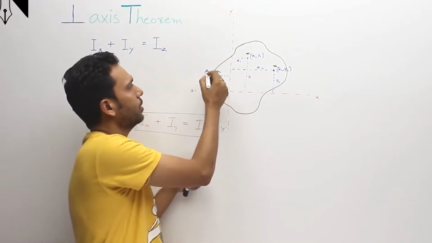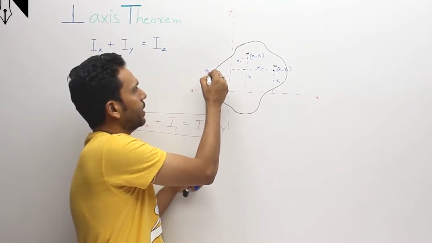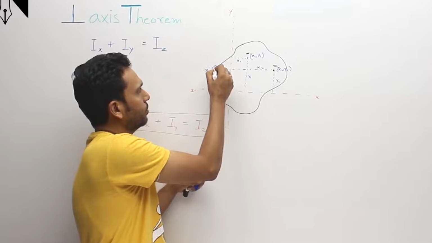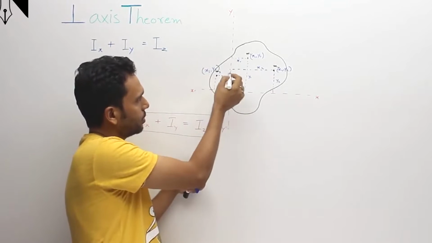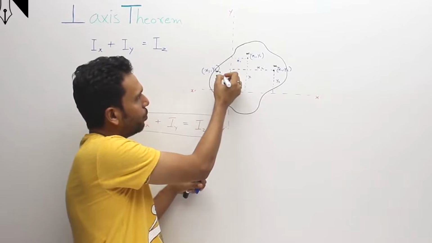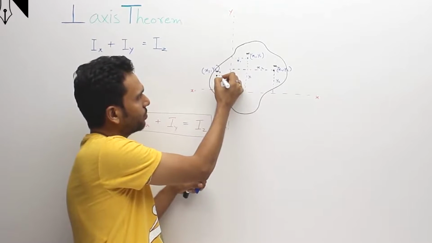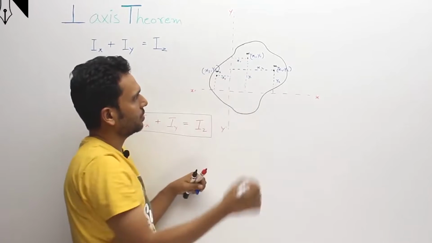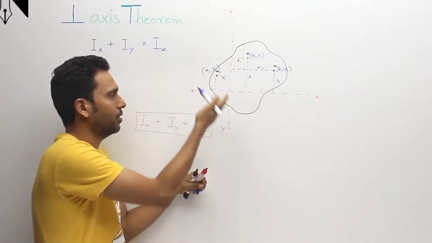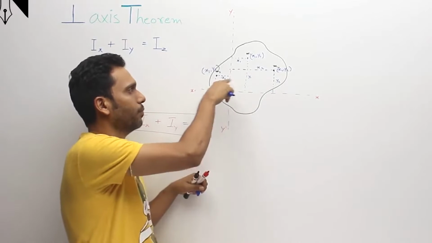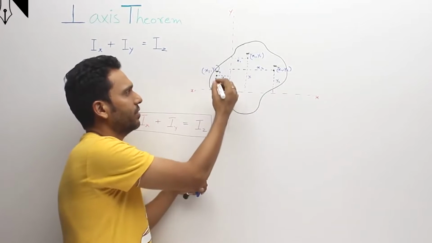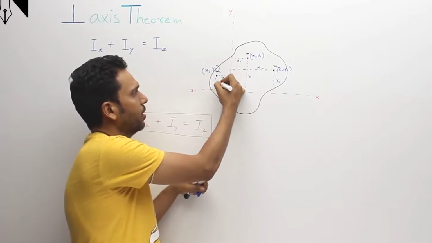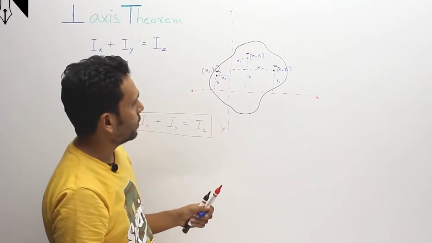Similarly, for this one the coordinate is say x3, y3. So x3 itself is a negative quantity. This distance would be minus of x3. The distance is the mod of the value. So x3 was negative, and minus of x3 is positive. You can call it x3 as such, it doesn't matter in this case at all. And this is your y3 distance.